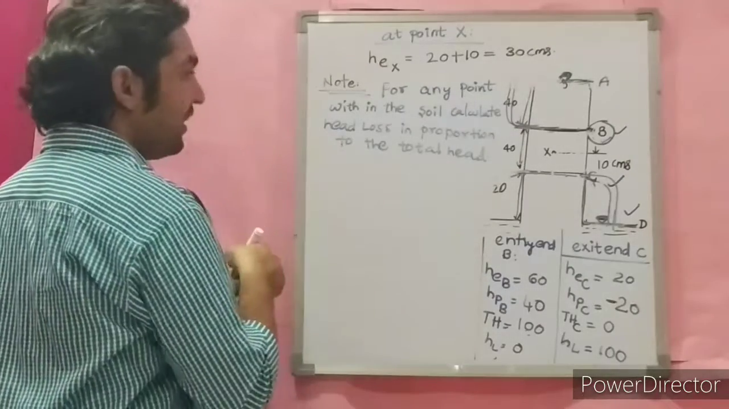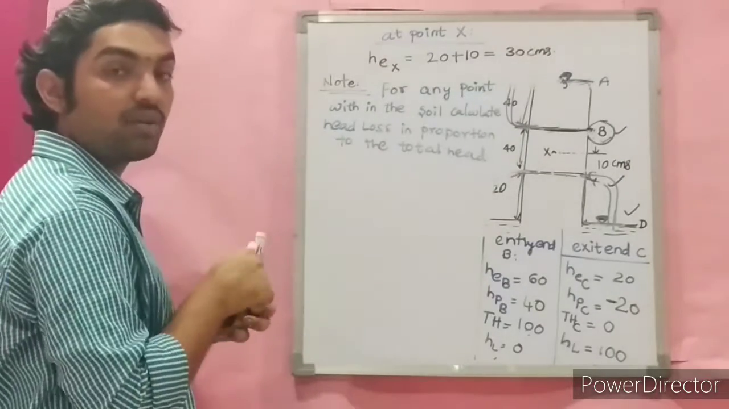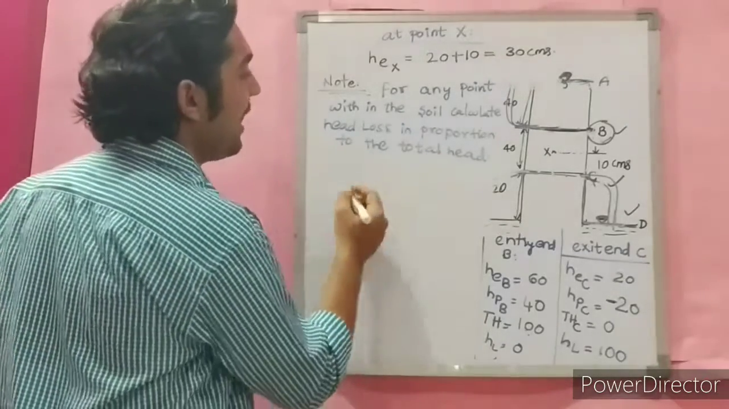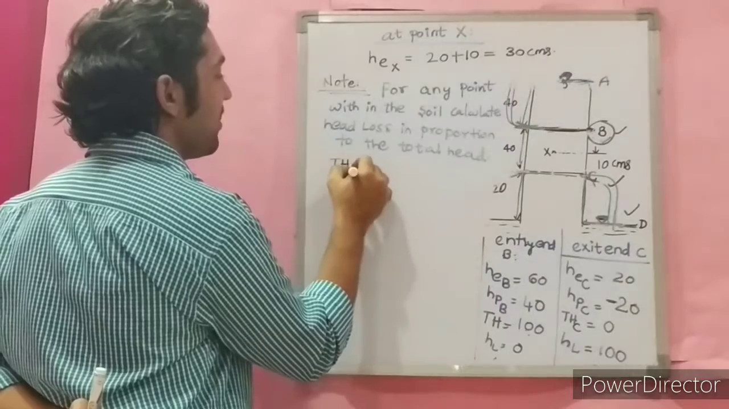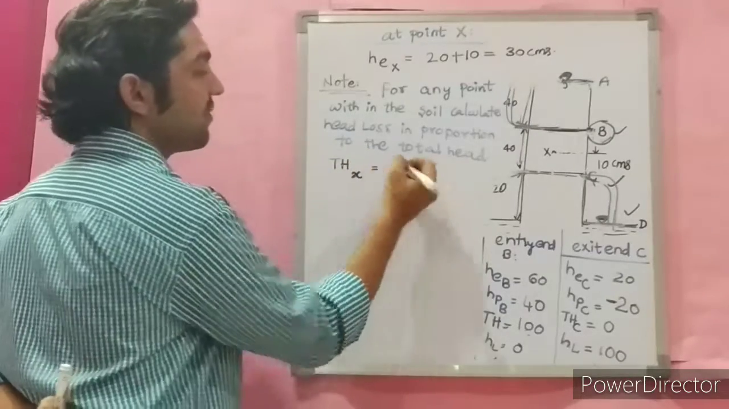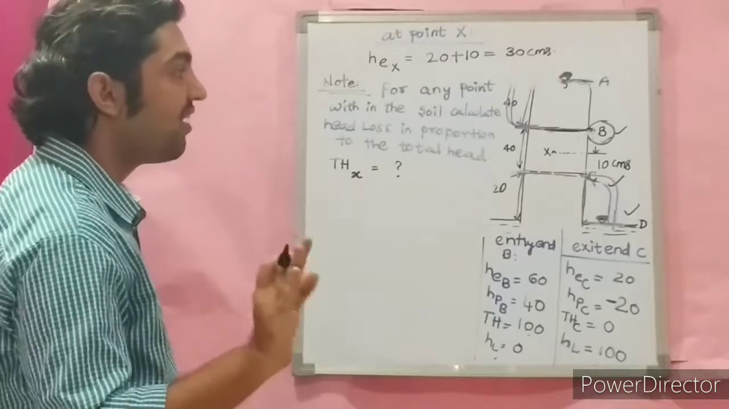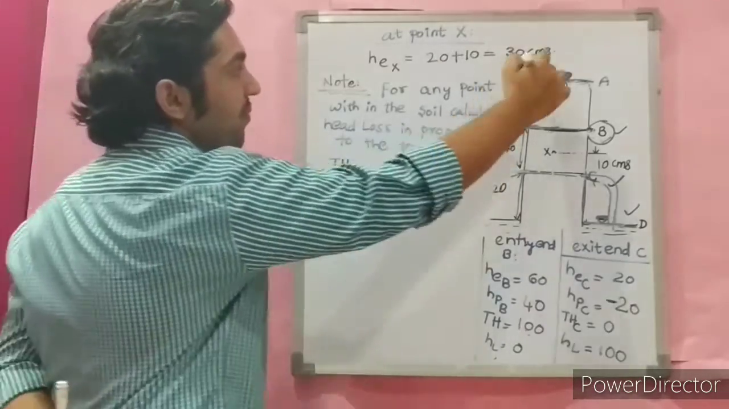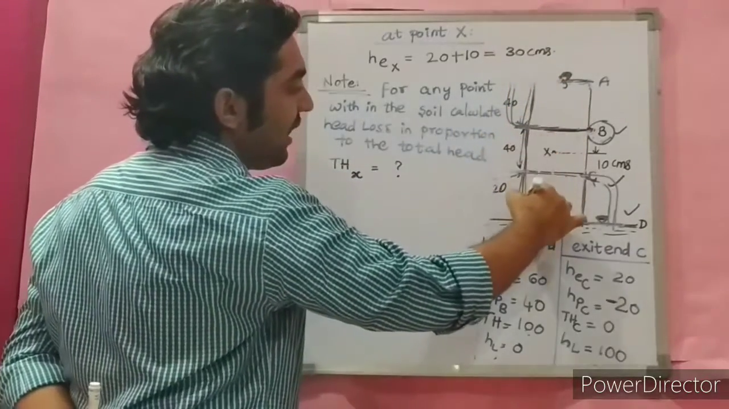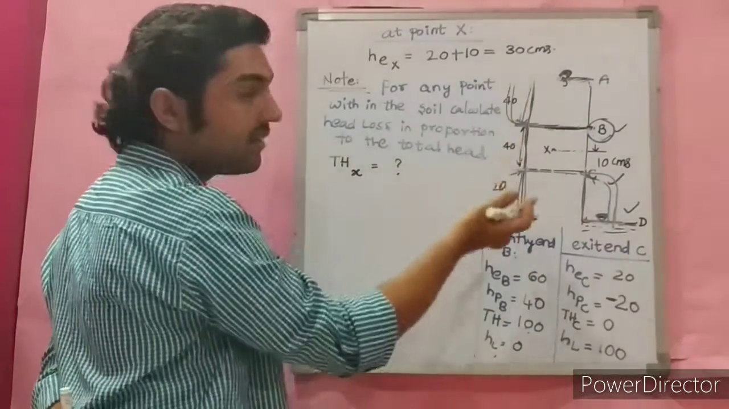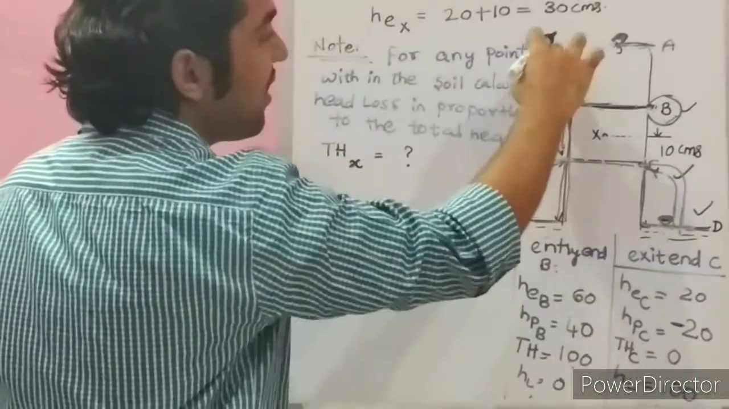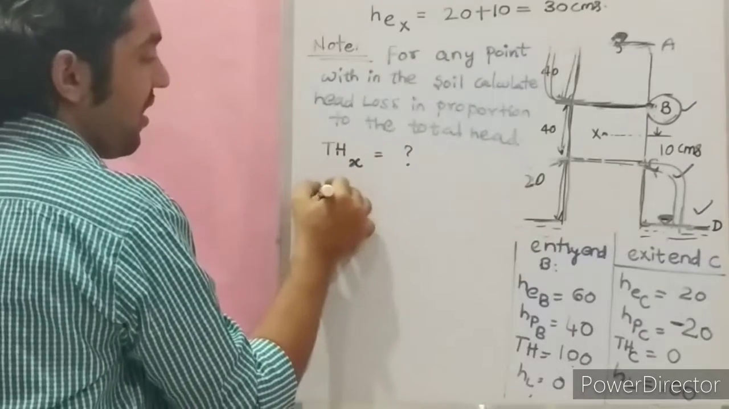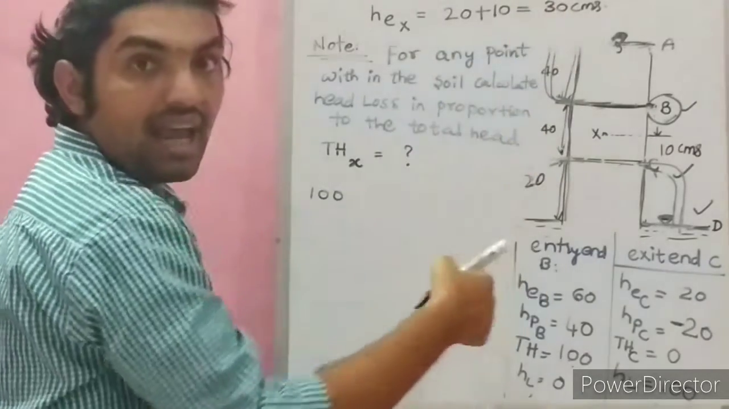So, find the total head at X. First of all, we have to determine the total head at X. How much? Don't get tense. The total depth of water from the datum end: the total height is how much? 40 plus 40, 80. 80 plus 20, 100. This is the total height at point A.